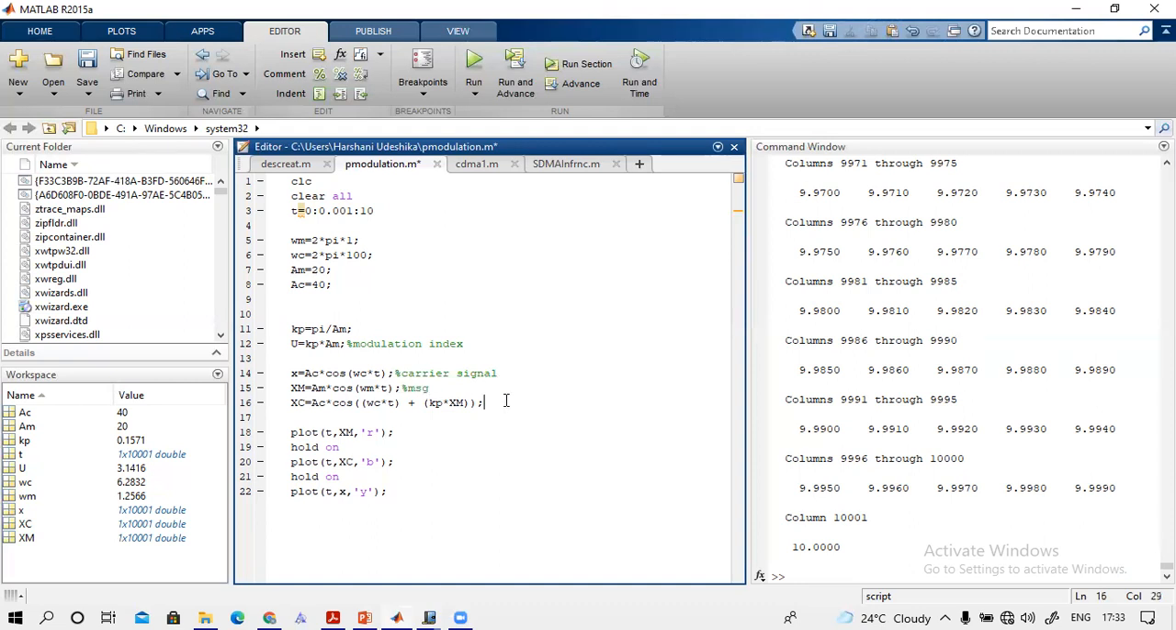And this is our phase modulated signal. So I have plotted all the waveforms: the modulating waveform, the carrier signal, and the complete signal. I put this as XC, our carrier signal. This is the carrier signal, XC. And this is the modulated signal, XPM, the phase modulated signal.